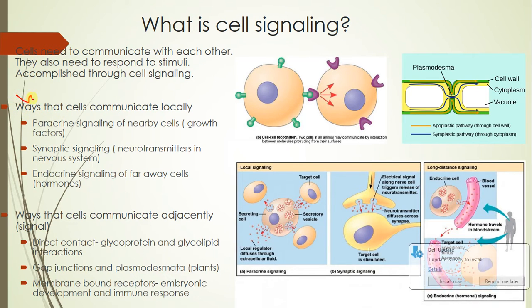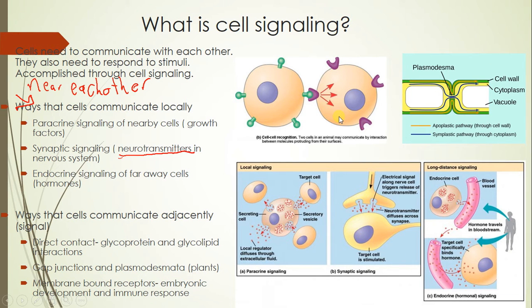Cells can communicate locally, so when they're near each other. Some examples of signaling between cells that are near each other is synaptic signaling. So your neurons have these neurotransmitters, which are messengers or signaling molecules that excite or pass along the electrochemical signal between neurons so they can communicate and send information all through your nervous system.